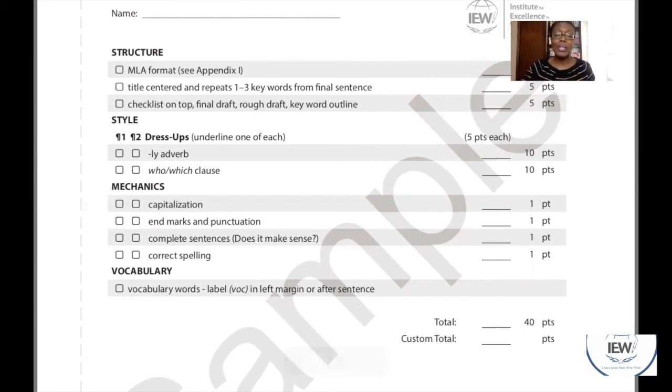I don't know about you, but I know some of my students at home call my grades mom grades. But in this case, there's a rubric, which IEW calls a checklist, that lets them know this is not just a mom grade. This is a grade based on the IEW requirements.